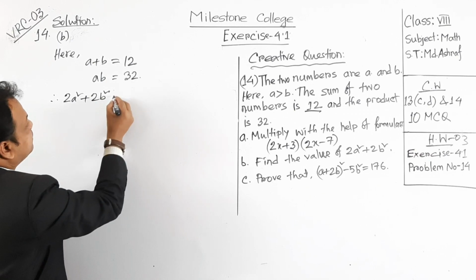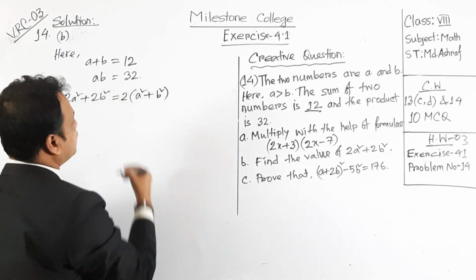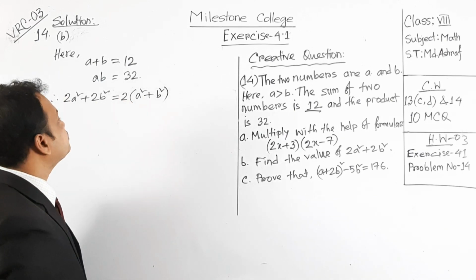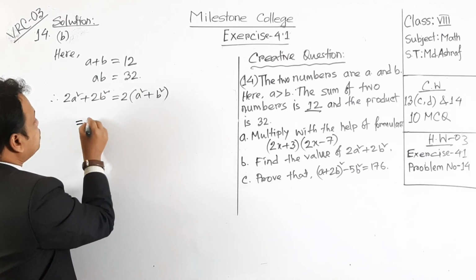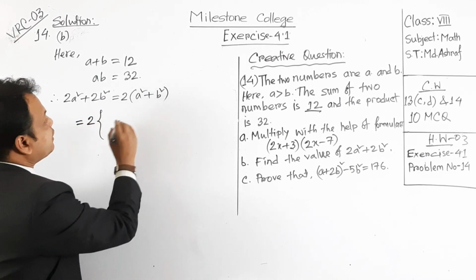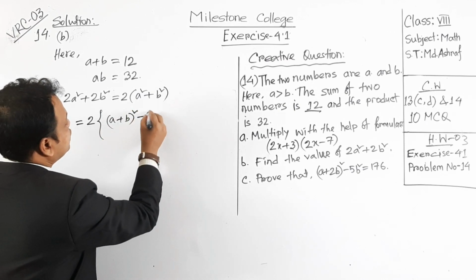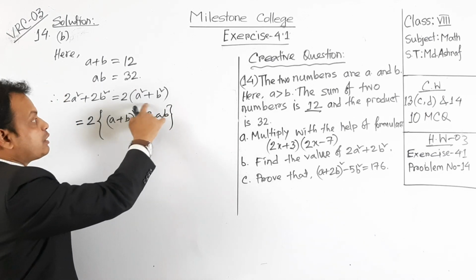Therefore 2a square plus 2b square. Then what will you get here? Take common 2, then you get 2 into a square plus b square. Now can you find the value of a square plus b square? Yes, by applying the corollary. What is the corollary we get? a plus b whole square minus 2ab. So this is the corollary of a square plus b square.